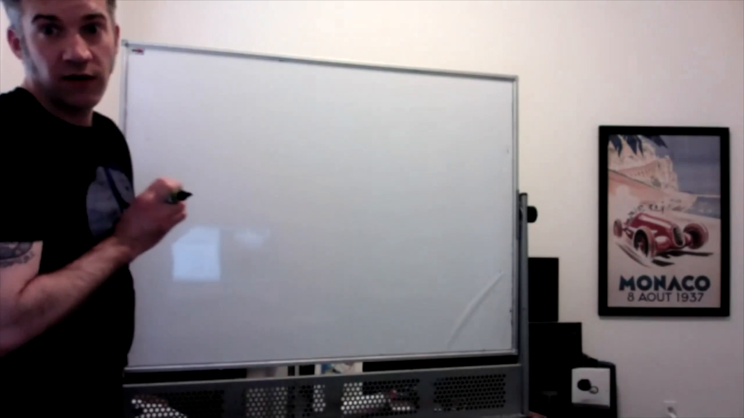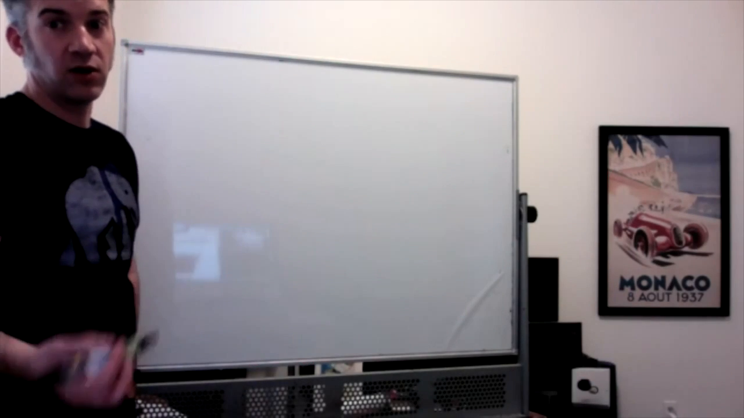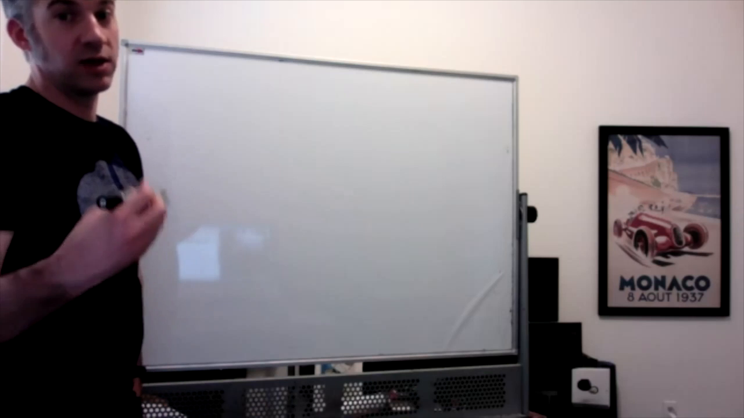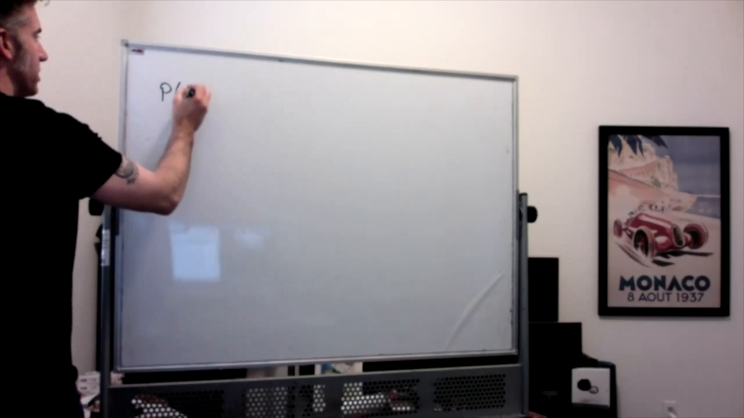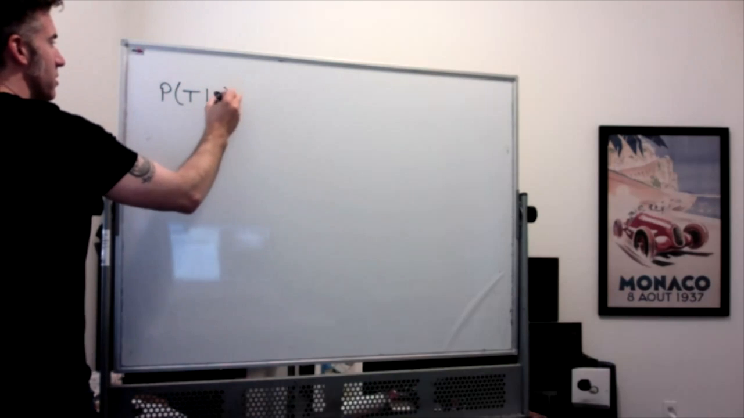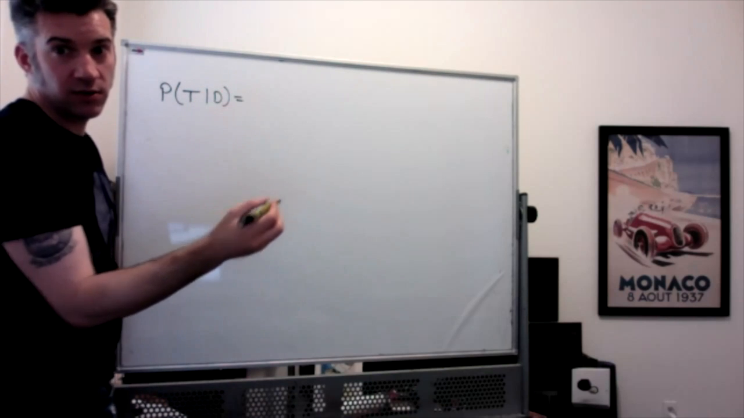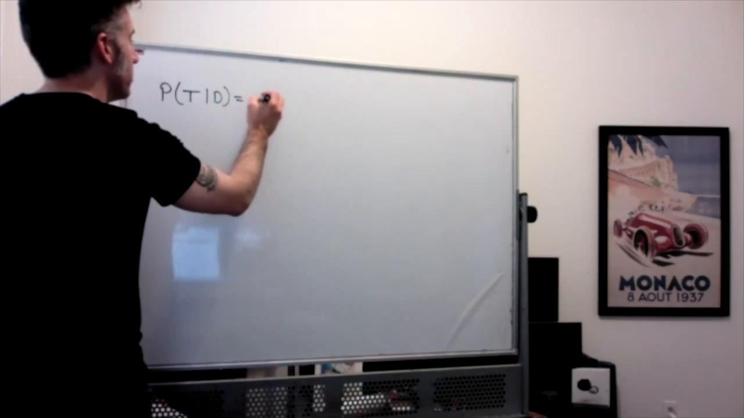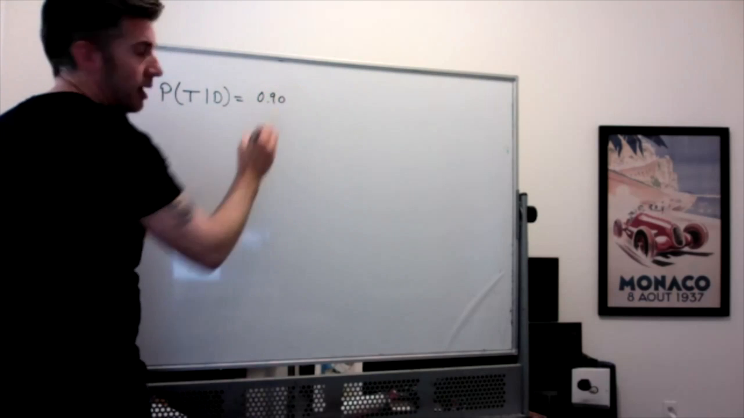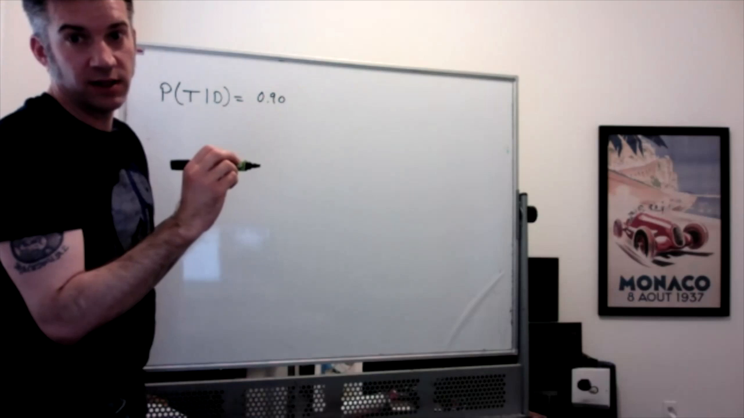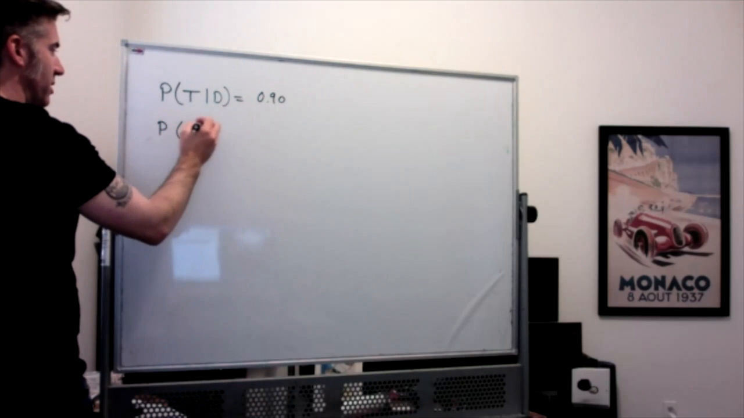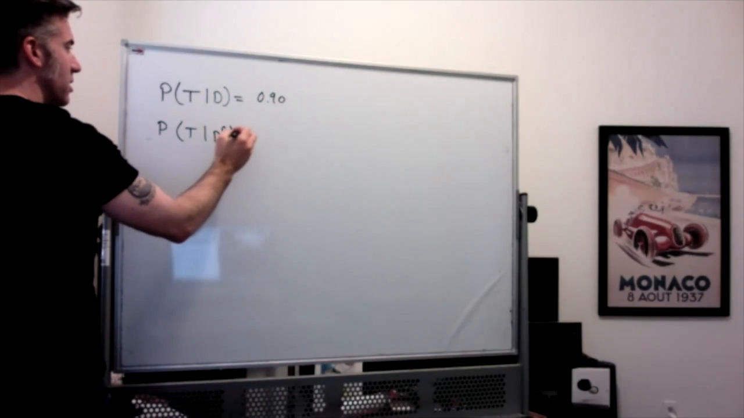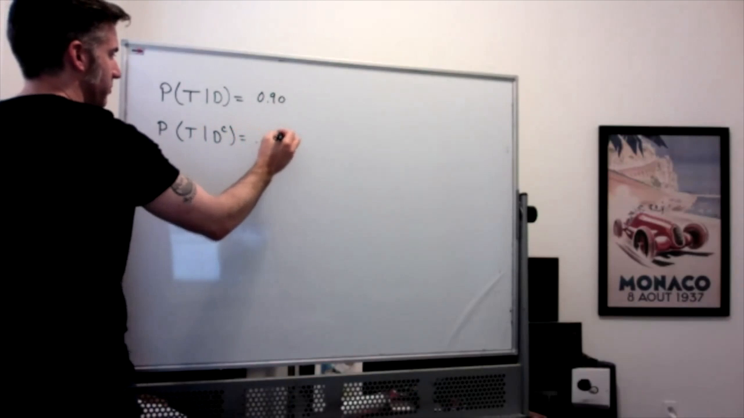A screening test for a disease shows a positive result in 90% of all cases where the disease is actually present. So that's the probability of a positive test given the disease is 97%. Sorry, 90%. And it also shows a positive test in 7% of all cases where it's not present. So the probability of a positive test given not having the disease is 0.07.